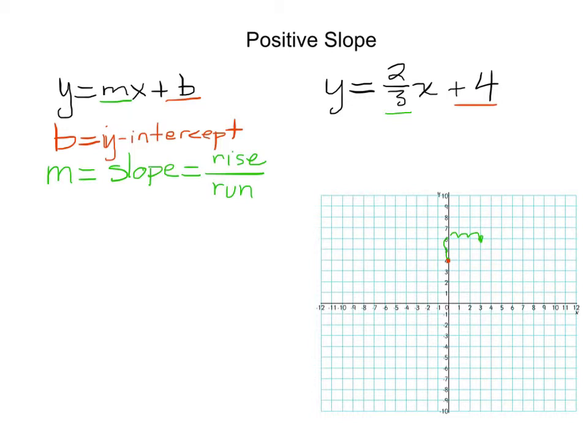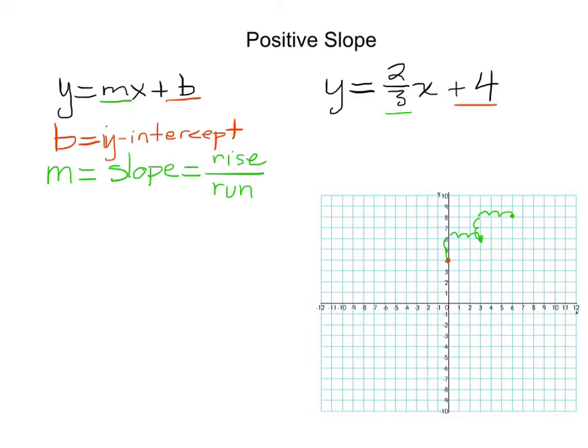So from that second point that we just got, I'm going to count it out again. I'm going to move up 2 spaces, and I'm going to move over to the right 3 spaces, just like I did before. Now, from here, it should be fairly obvious that we have a perfectly straight line if I were to connect those 3 points.